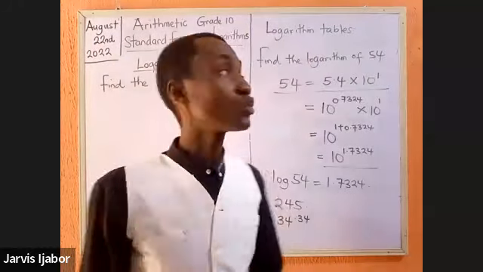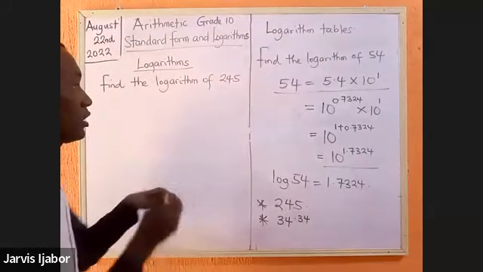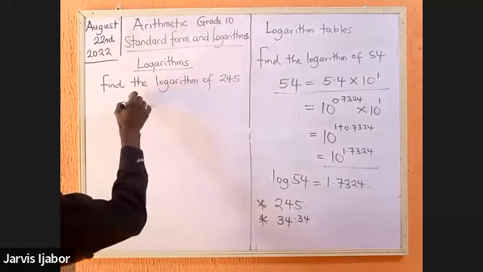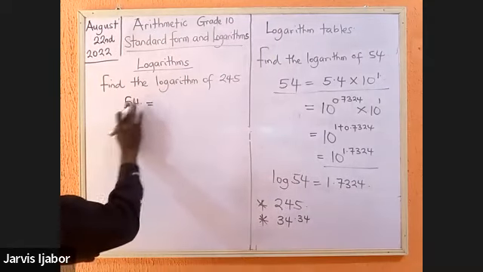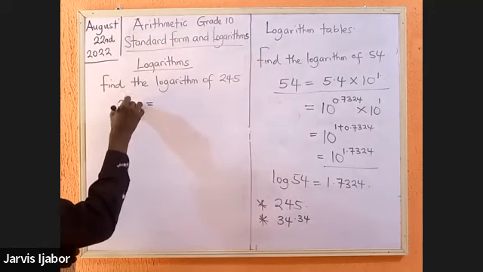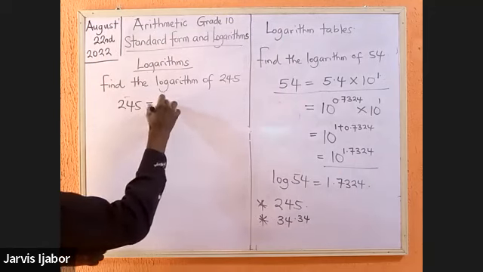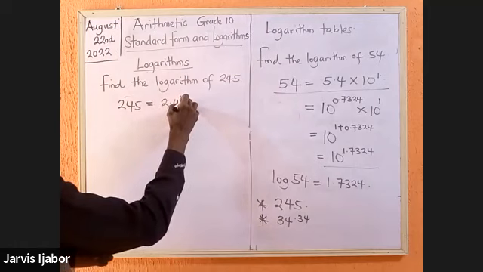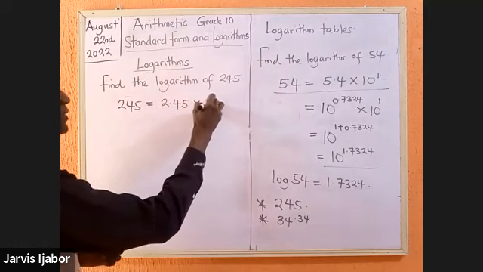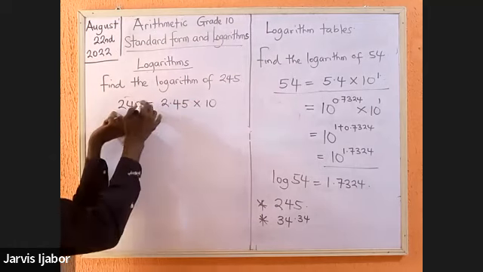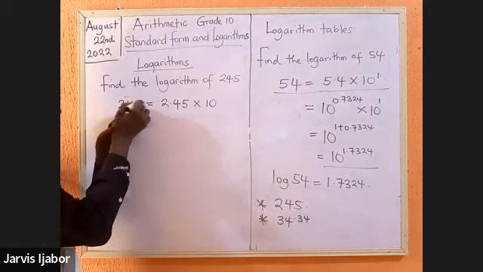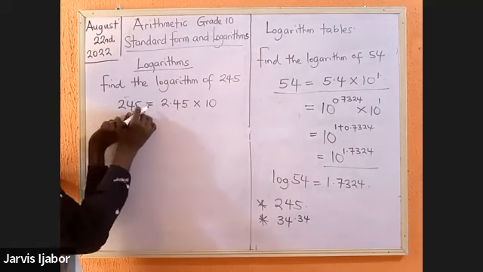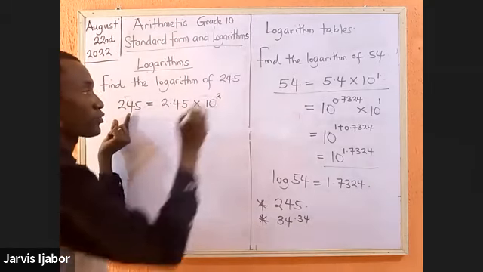So what you need to do is, first of all, to write this in standard form. So 245 will be equal to 2.45 times 10 raised to the power of what? Remember, for every whole number, there exists a decimal point in front of it. So I move 2 steps backwards, 1, 2, to obtain my unit decimal. And that will be to the power of 2.